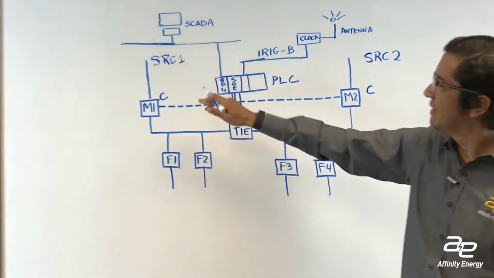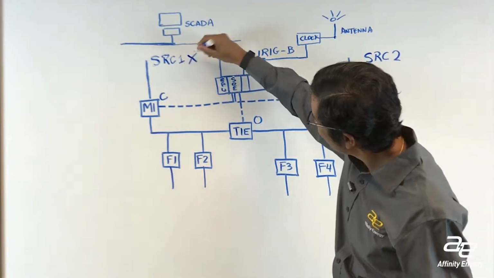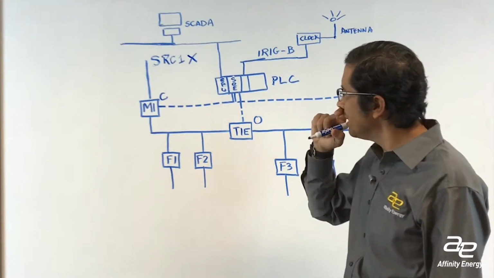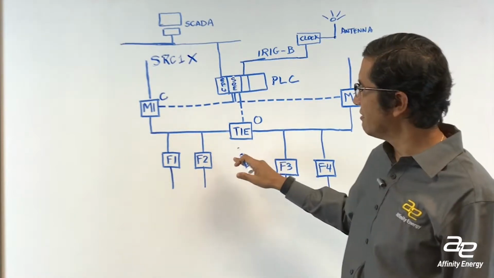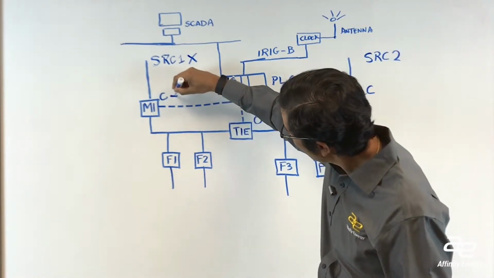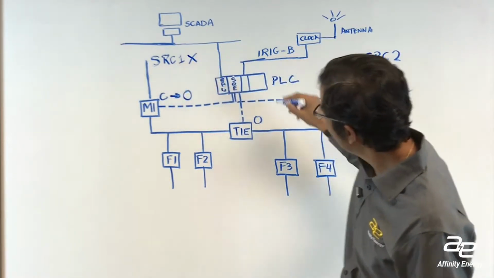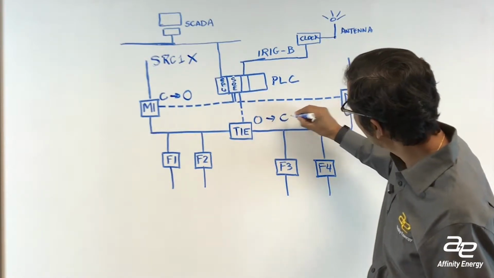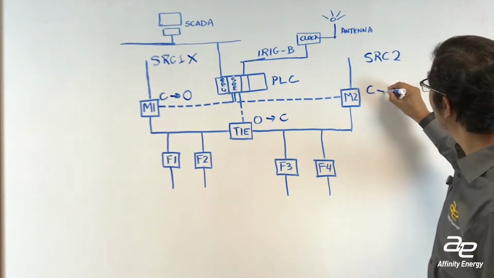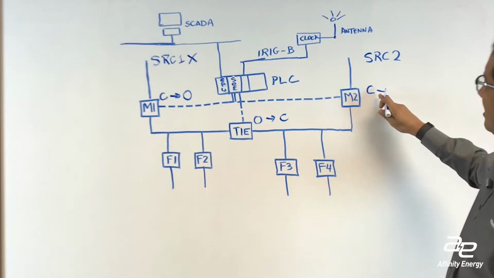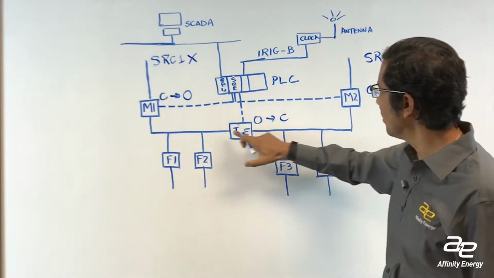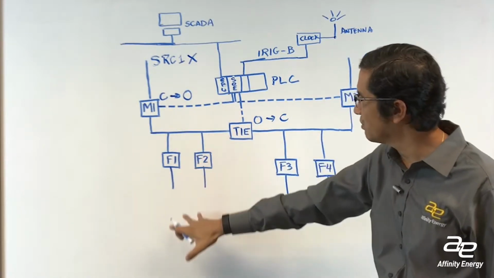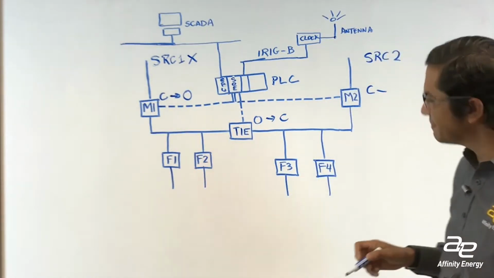Well, if we lost power to source 1, typically what would happen is there would be either an open or closed transition. So this breaker would open, this breaker would close, and this breaker would still remain closed, and therefore power would flow from source 2 across here, and these two breakers would continue to be provided with power.